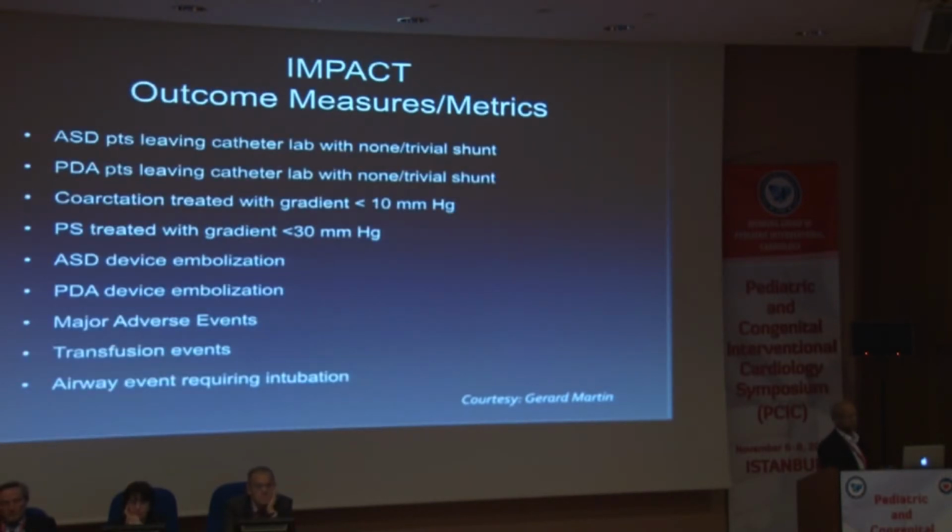Now, what about outcome measures in those particular patients? For example, how do you judge quality of care or treatment in a unit? The IMPACT registry collects data on, for example, ASD patients leaving the catheter lab with either zero or trivial shunt, not significant shunt. PDA patients leaving the catheter lab with, again, either zero or trivial shunt. Coarctation patients treated with, whether it's balloon dilation or stent implantation, leaving the catheter lab with gradients less than 10 millimeters of mercury. Pulmonary valve balloons leaving the catheter lab with gradients of less than 30 millimeters of mercury.